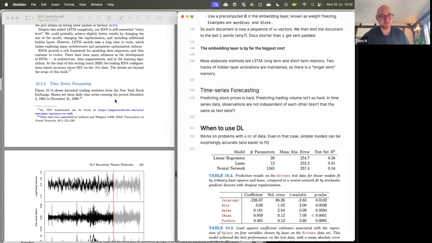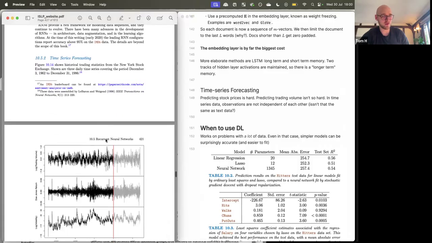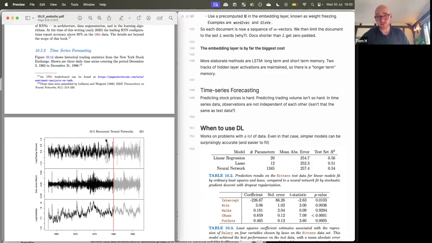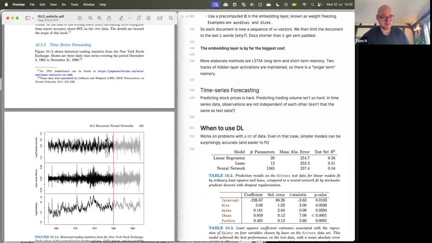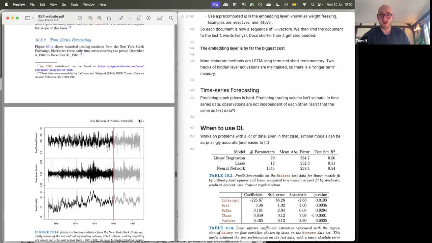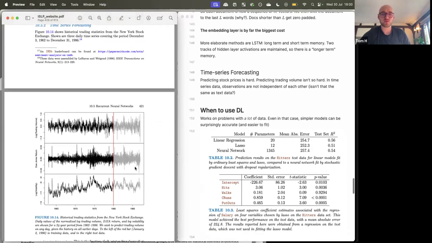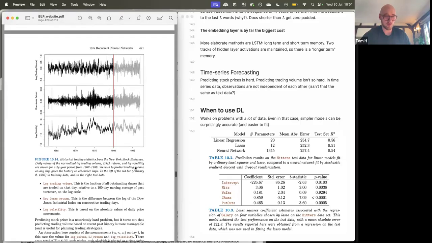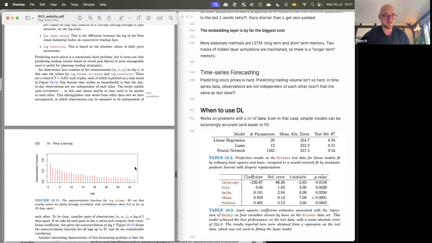Yeah, we're running out of time, but I've written very little about time series forecasting. And I think it's just using an example of... it says predicting the stock price is hard. If it wasn't hard, everyone would be rich or everyone would be poor. I don't know which way around that is. But trading volume isn't so hard, and so they try and fit a model to volume.